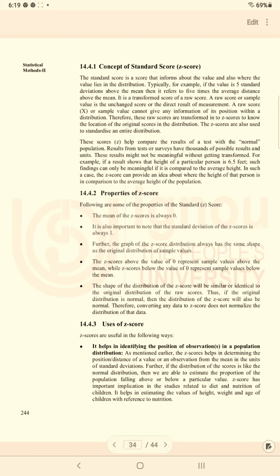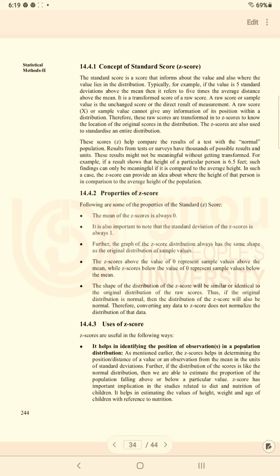A raw score or sample value is the unchanged score or the direct result of measurement. A raw score, x, or sample value cannot give any information about its position within a distribution. Therefore, these raw scores are transformed into z-scores to know the location of the original scores in the distribution. The z-scores are also used to standardize an entire distribution. These scores, z, help compare the results of a test with the normal population.